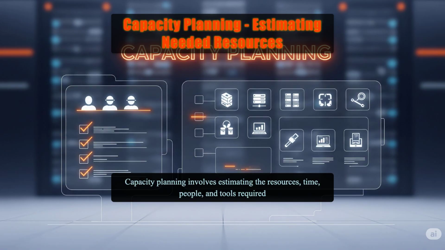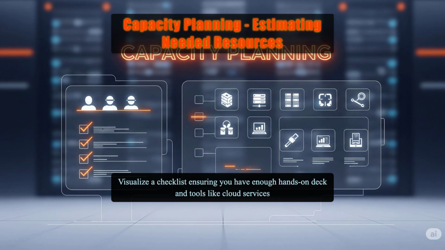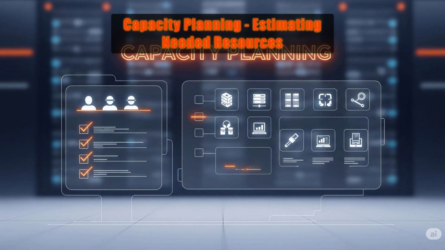Capacity planning involves estimating the resources, time, people, and tools required to complete your project. For a coding sprint, this might mean assessing how many developers are needed for front-end and back-end tasks, plus server resources for testing. Visualize a checklist ensuring you have enough hands on deck and tools like cloud services ready. As a full-stack dev, use capacity planning to avoid overcommitting your team, prevent burnout, and ensure you have the infrastructure to deploy successfully, adjusting as needs evolve.